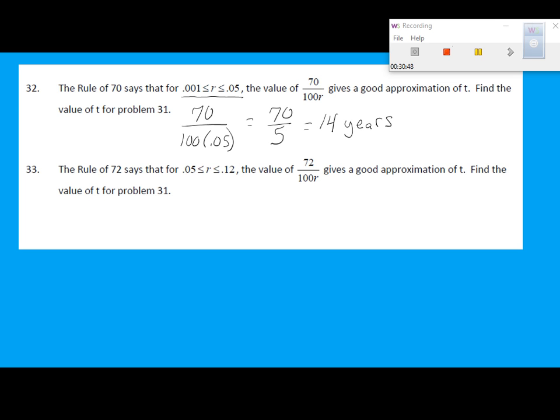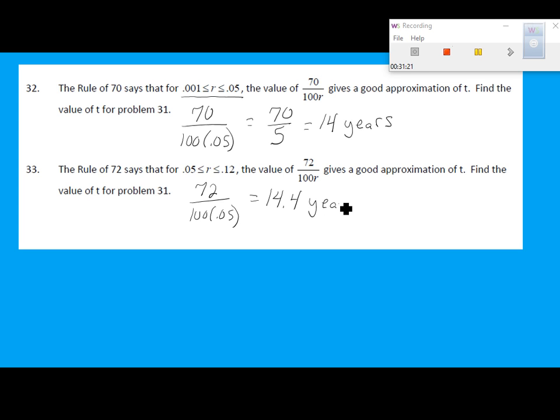Now there's a similar rule, the rule of 72. The rule of 72 says that if your interest rate is between 5 and 12%, the value of 72 over 100R gives you a good approximation of how long it takes your time to double. So let's look at that one. Since 5% is in there, I'd have 72 over 100 times 0.05. Run that through your calculator. You're going to get 14.4 years.